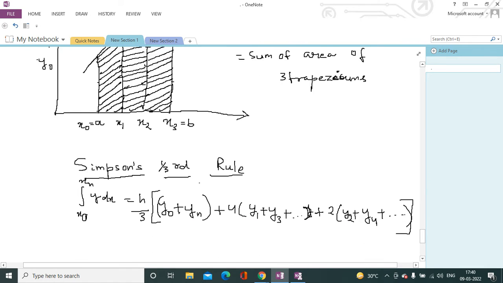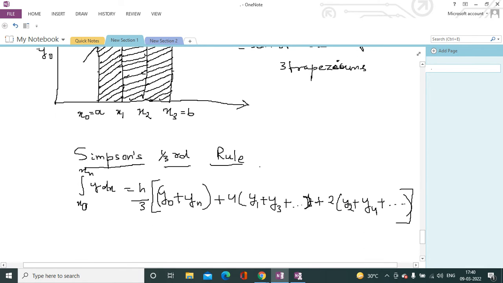Right guys, then next come to Simpson's one-third rule. And Simpson's one-third rule, or simply Simpson's rule, it should be noted that this rule requires the division of the whole range into an even number of subintervals of width h. Okay, means here the last term yn has to be an even term, that is a multiple of 2. So the number of intervals has to be a multiple of 2, that is, an even number of intervals has to be there. Okay guys.